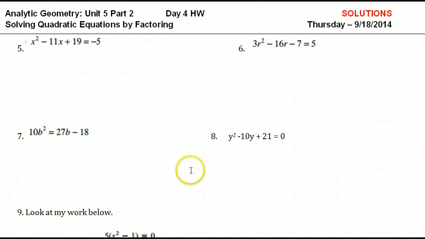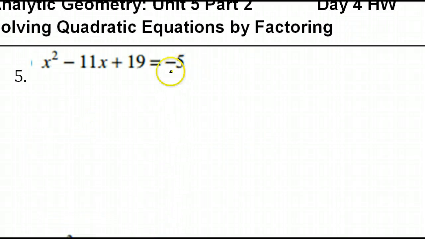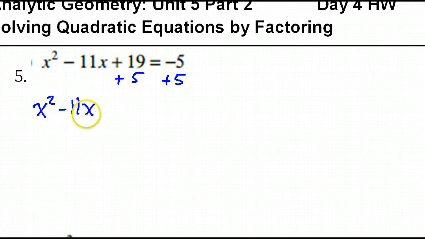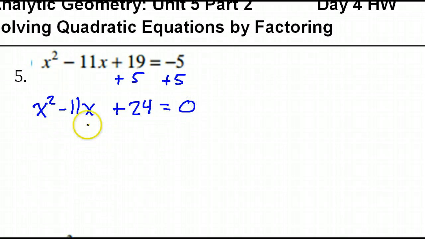Welcome back. This is part 2 of our lesson on solving quadratic equations by factoring. So we need to have 0 on one side in order to use the zero product property. So let's add 5 to both sides to get 0. So that's going to give me x squared minus 11x plus 24 is equal to 0. So now we can go ahead and factor this.